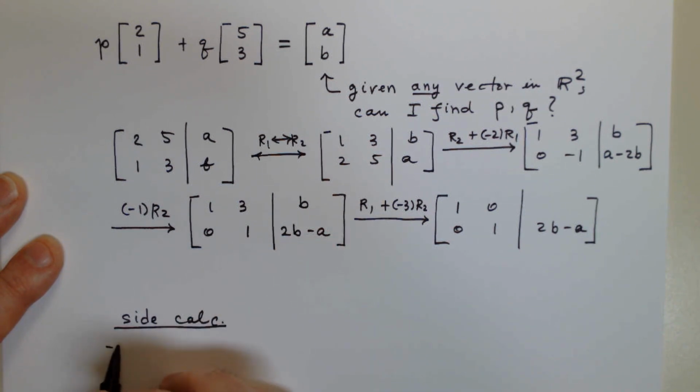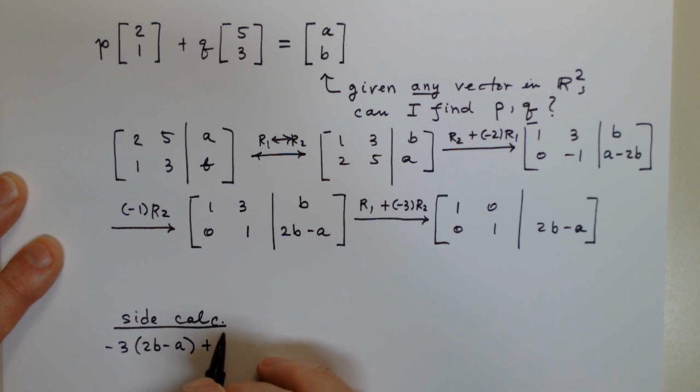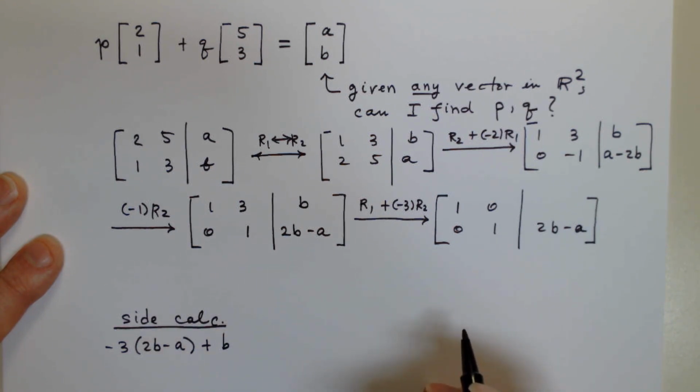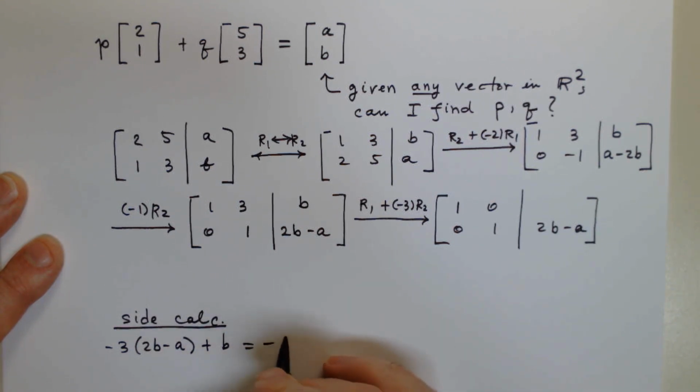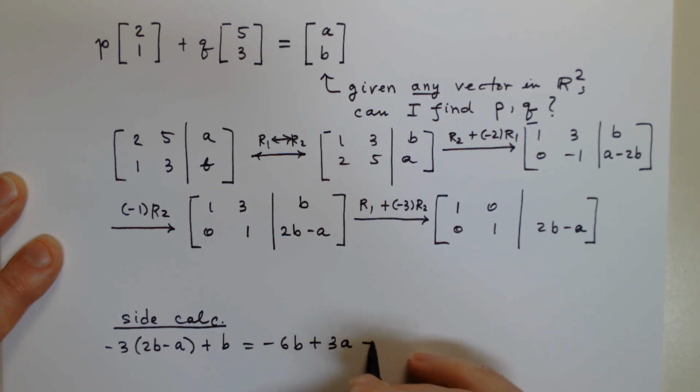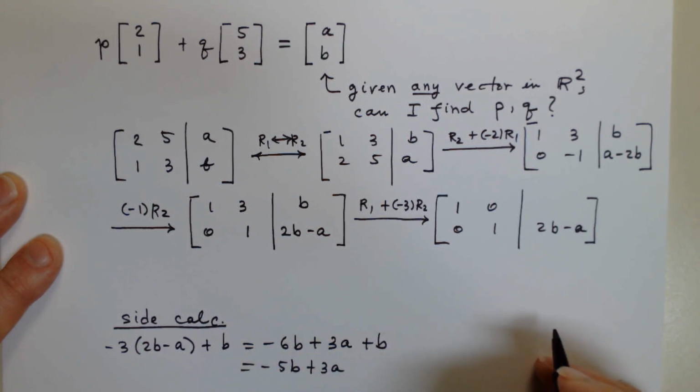-3 times 2b minus a added on to the existing b. That's going to be minus 6b plus 3a plus b. So that's -5b plus 3a, or 3a minus 5b.